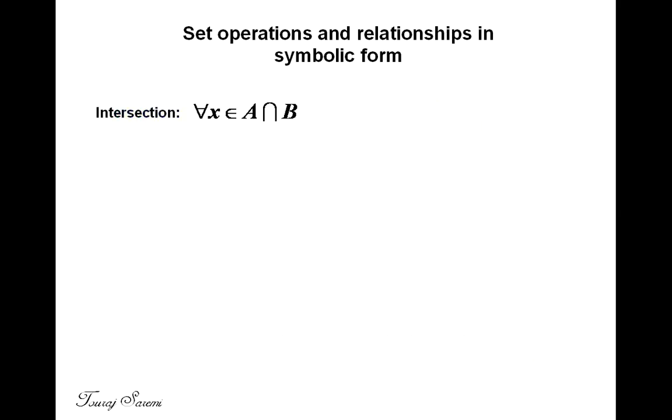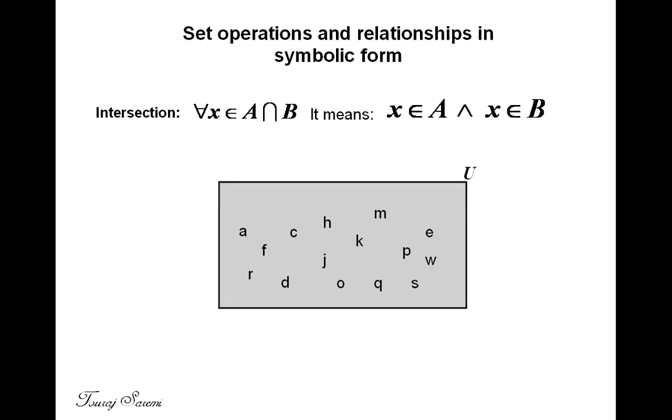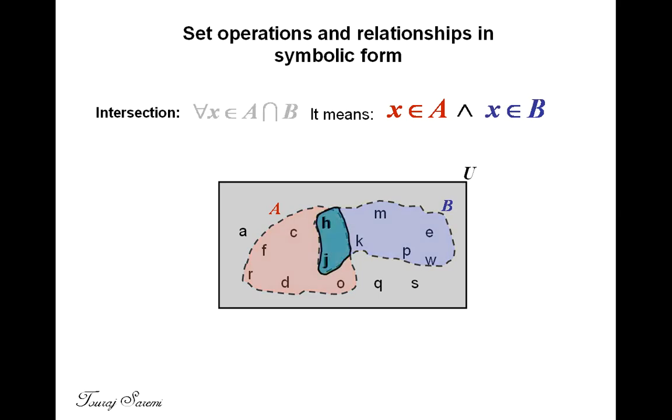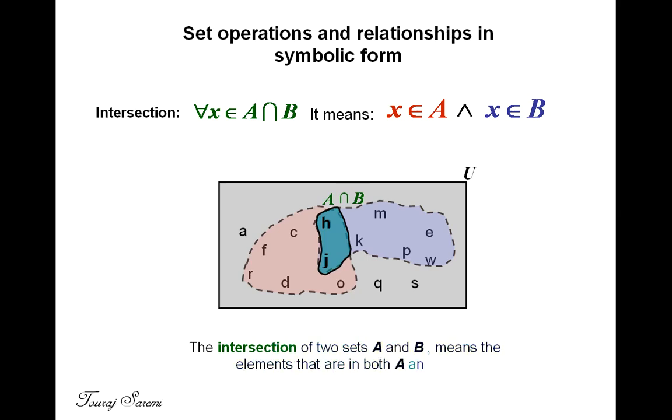Intersection. For all x that belong to the intersection of A and B, it means x belongs to A, and x belongs to B. The intersection of two sets A and B means the elements that are in both A and B.